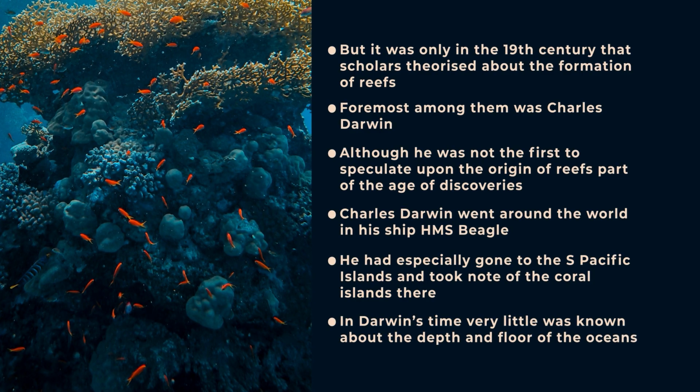You've done the different oceans of the world, and even in the South Pacific, there are these small island communities practically strewn all over, a little south of the equator, and mostly they are coral islands. In Darwin's time, very little was known about the depth and the floor of the ocean. So, here Darwin postulated his theory, the first person to try to give an explanation for the presence of these coral islands.